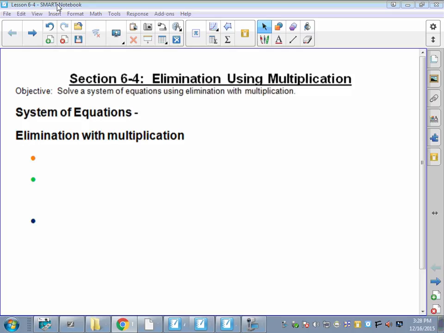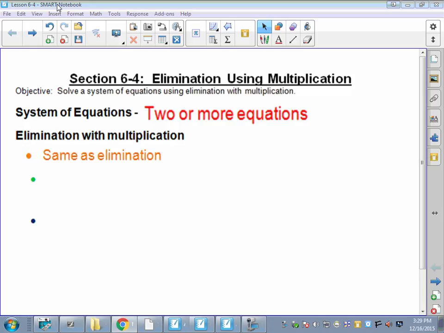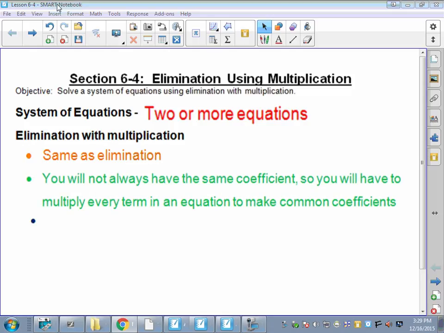So first of all, everybody knows, right? A system of equations, two or more variables. The only way we can solve them is by graphing them, doing substitution, or doing elimination. So if we're going to eliminate with multiplication, it's the same as plain old elimination from section 6.3. However, you will not always have the same coefficient, so you're going to have to multiply every term in one equation so that you can make common coefficients.